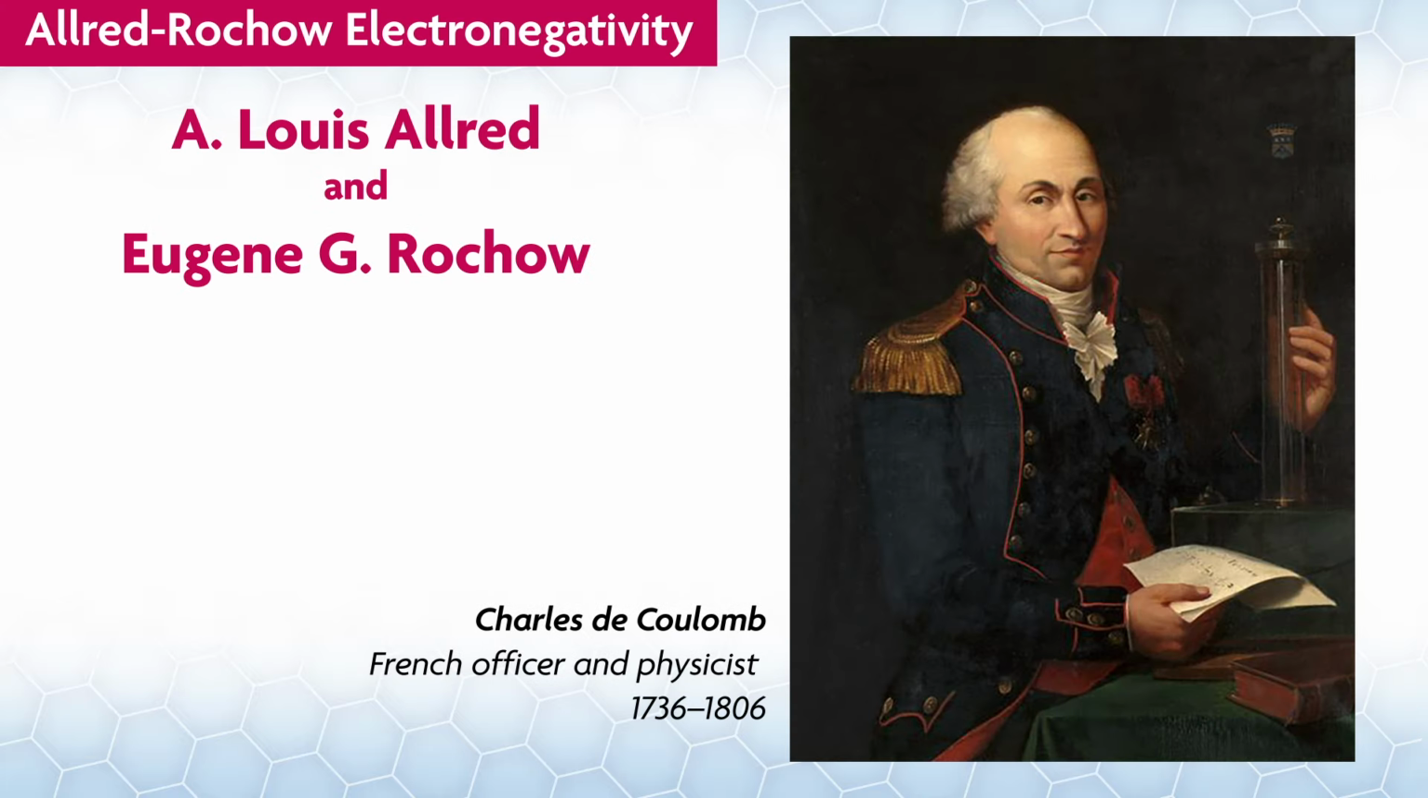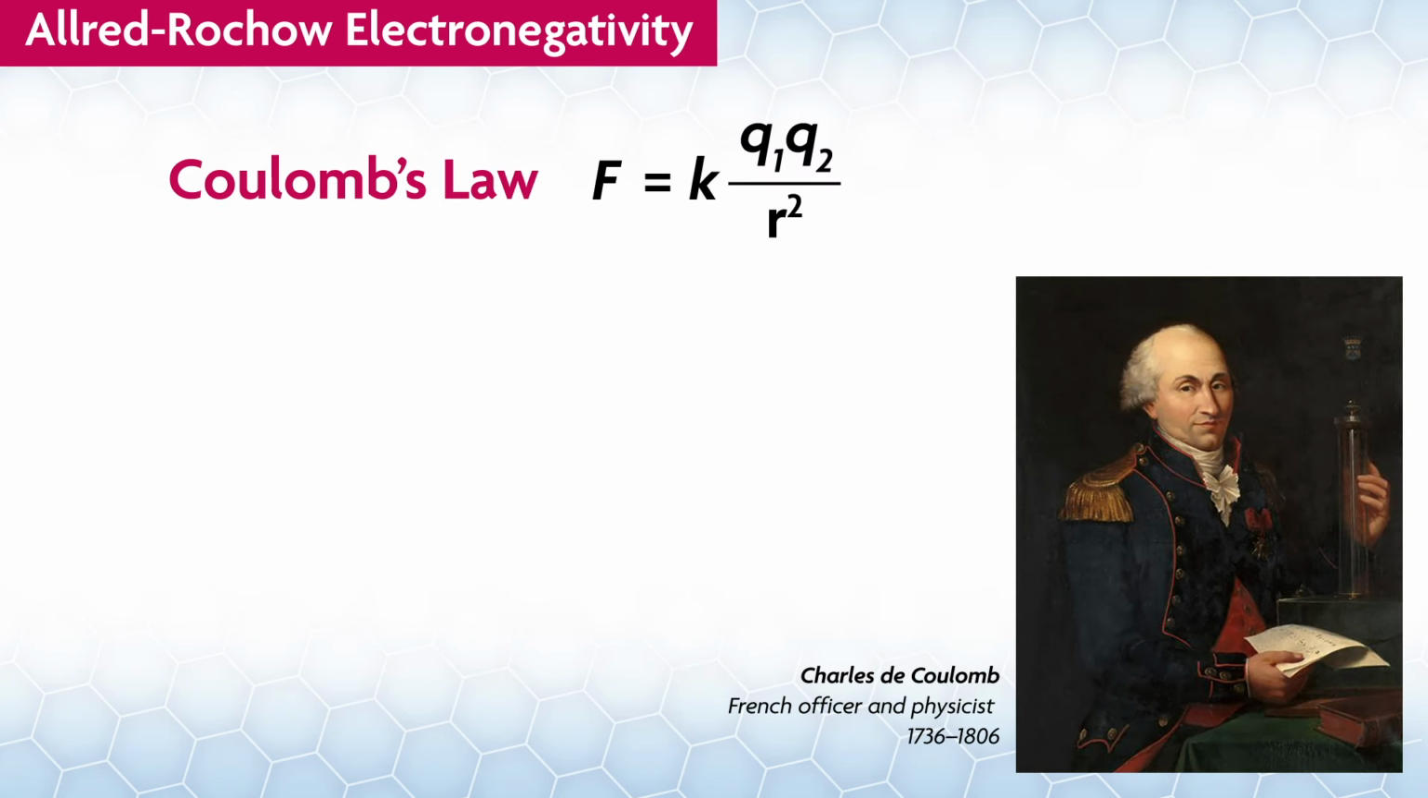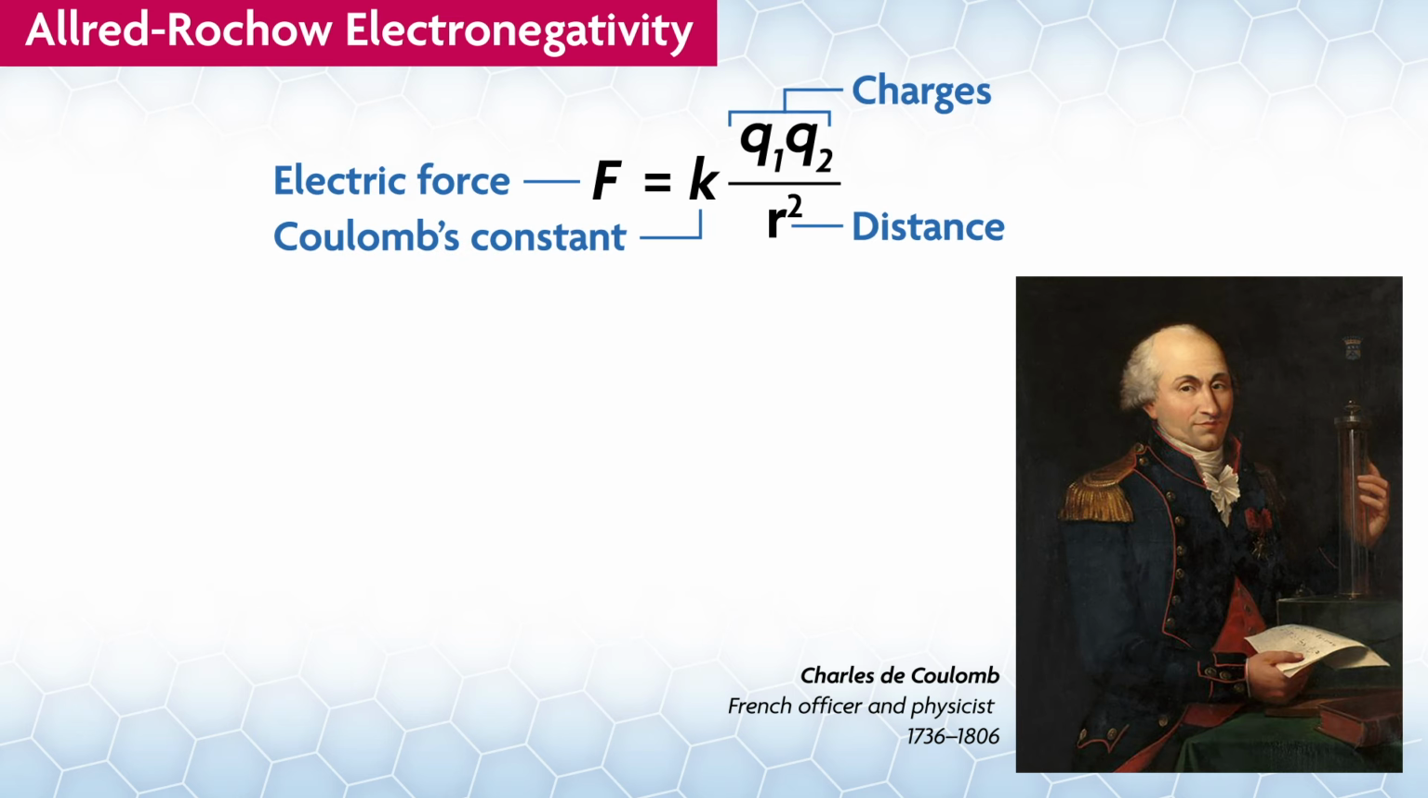The final scale we will discuss was developed by A. Louis Allred and Eugene G. Rochow. They based their scale on Coulomb's law. Charles de Coulomb was a French officer and physicist who lived from 1736 to 1806. Coulomb's law describes the relationship for force between two particles with electric charge and distance. There's an inverse square relationship between the distance and the force.